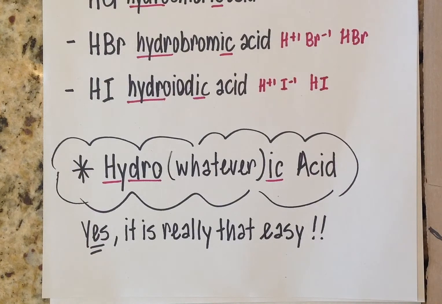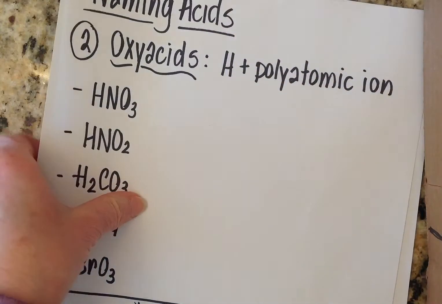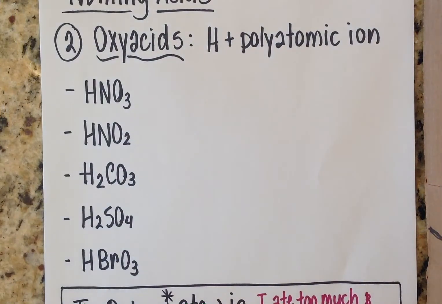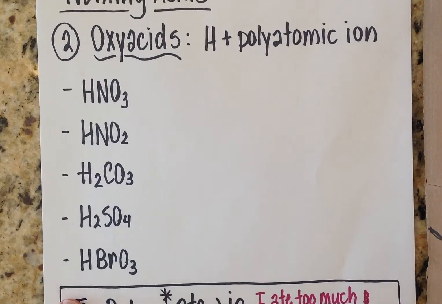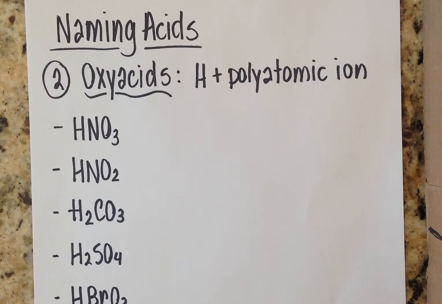Now I have one more type to show you, and these are called oxyacids. Oxyacids are hydrogens that are crisscrossed, or I should say hydroniums, that are crisscrossed with a polyatomic ion, and in this case polyatomic ions that have oxygen in them, thus the name oxyacids.